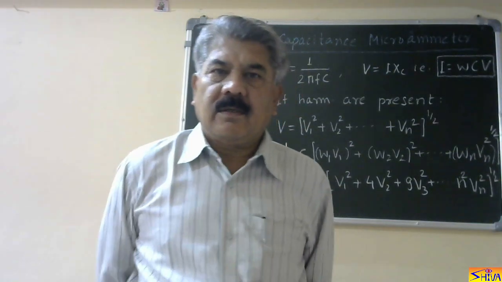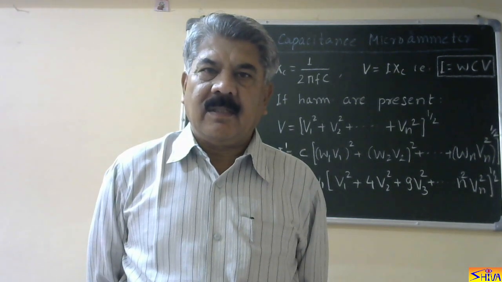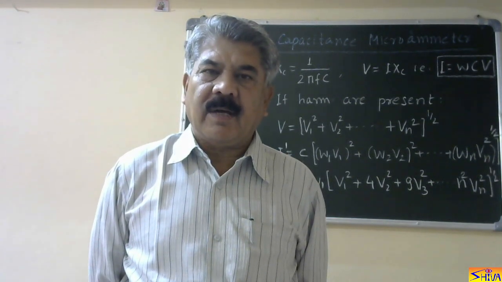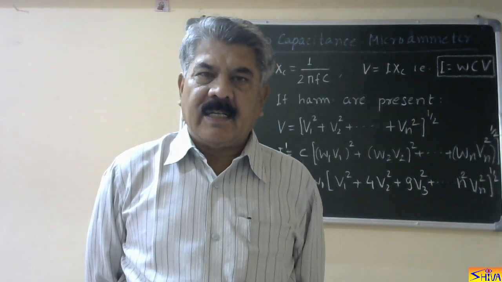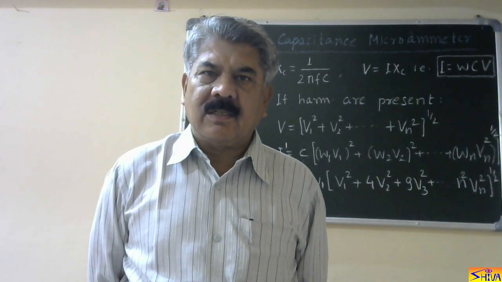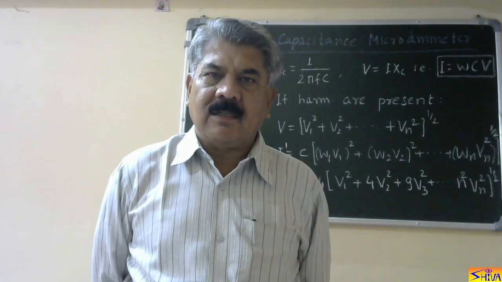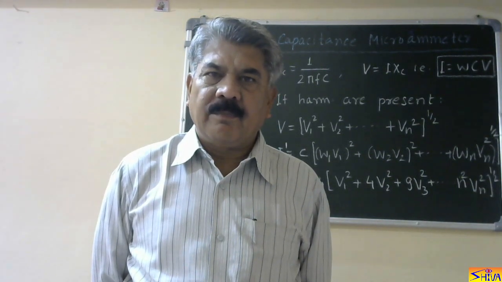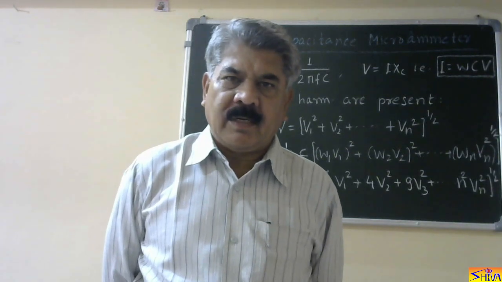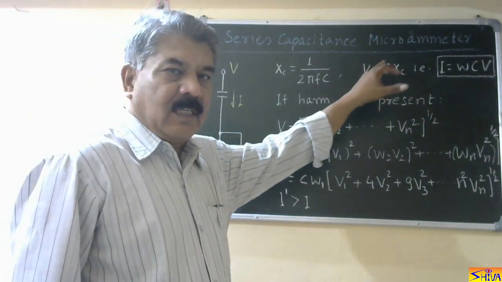Hello friends, good morning. In my previous lecture, I had started with the techniques for measurement of high AC voltage. I had explained two techniques, number one by potential divider and second by using series resistance or impedance micro-ammeter, that is also called as series resistance or impedance milliammeter or voltmeter. Third method is by using series capacitance micro-ammeter.